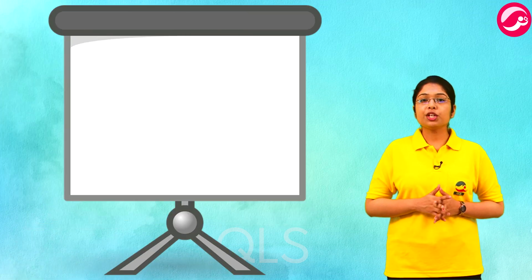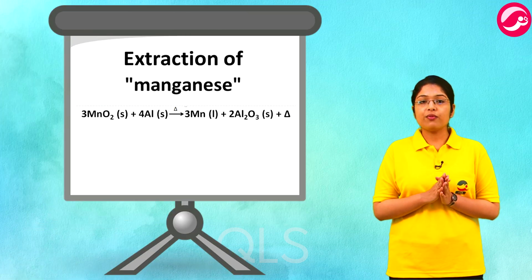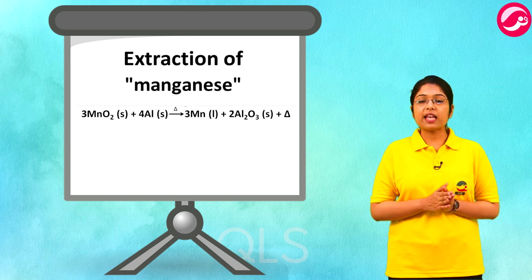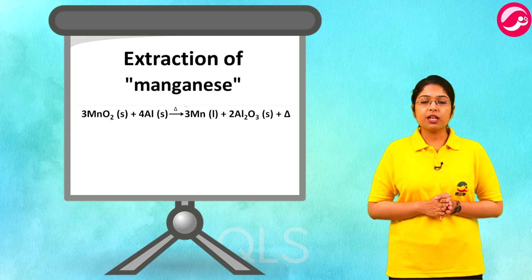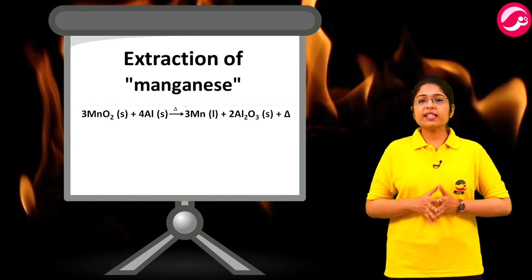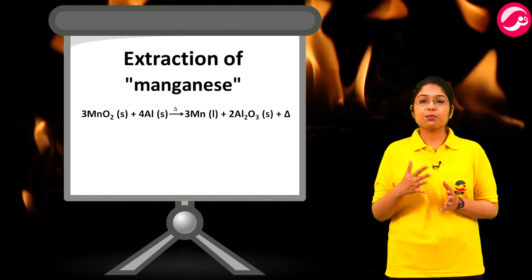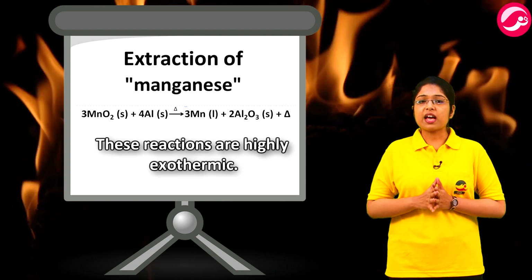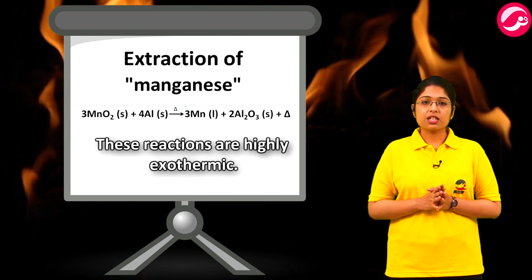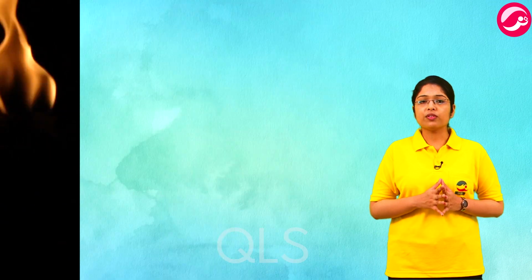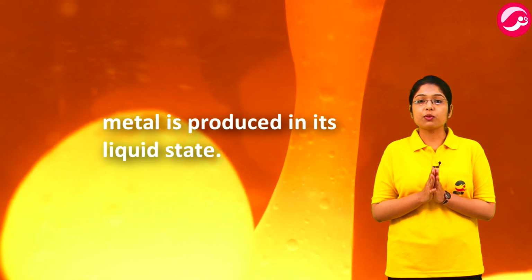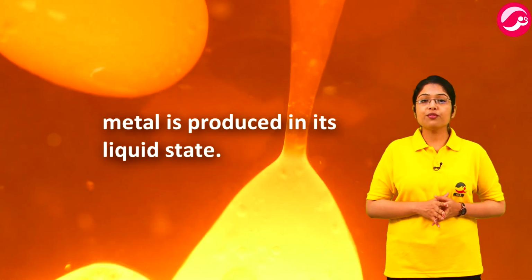For example, during extraction of manganese, when manganese oxide is heated with aluminium powder, it produces metallic manganese and aluminium oxide. You can see that during this reaction, heat is produced. These reactions are highly exothermic. Such a great amount of heat is evolved that the metal is produced in its liquid state, in its molten form.